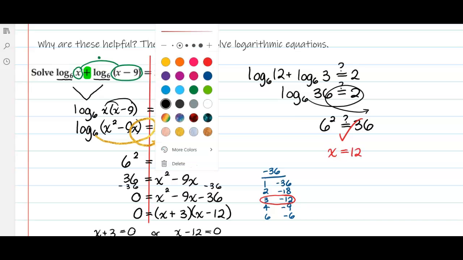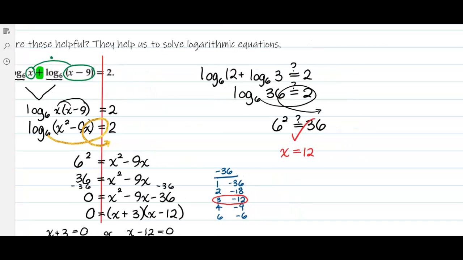Let's take a look at what happens when we try to put in our other solution. Log base 6 of -3 plus the log base 6 of -3 minus 9 is -12. Does that equal 2? Well, our first problem comes in right here. This is some number. We don't know what it is, but it's a number. Log base 6 of -3 is some number. We'll call it y. 6 to the y equals -3.